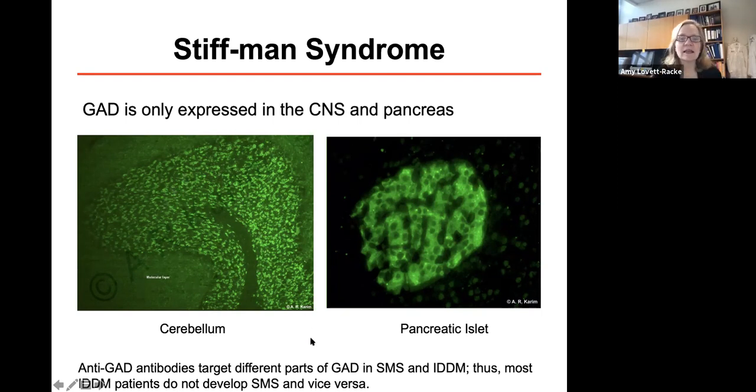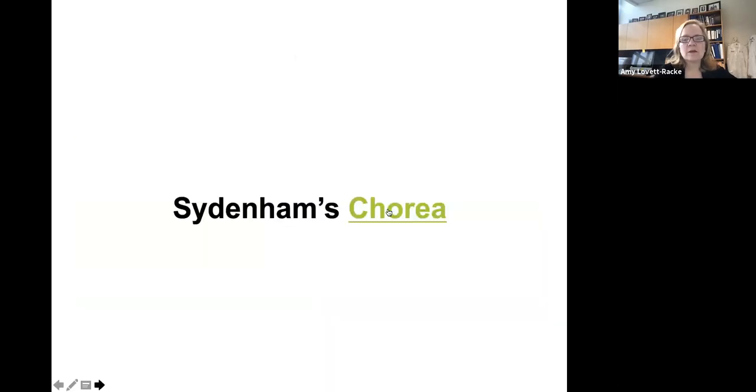Now, it's interesting because even though there is a high incidence of type 1 diabetes in patients that have stiff man syndrome, it doesn't go both ways. And there's certainly no 100% overlap between the two of them. When they've looked at the antibodies that are generated and their specificity, meaning the epitopes that they bind, these are often different, which is why you don't see 100% overlap between patients who have type 1 diabetes and patients who have stiff man syndrome.